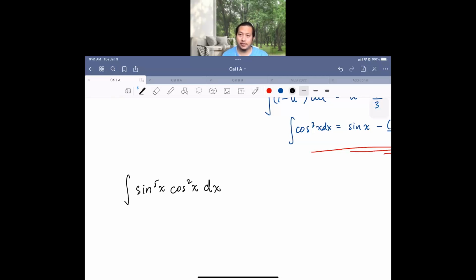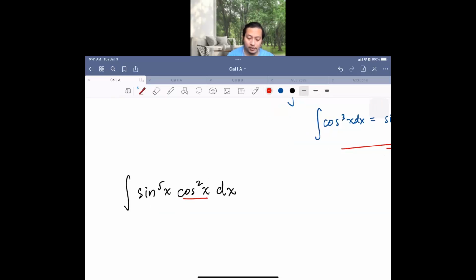You can try several ways. You can try random things, but first it is obvious that if we change this cosine squared, it becomes 1 minus sine squared. This will be doing nothing, right? This will be no solution. We don't really have any connection if we just have 1 minus sine squared.